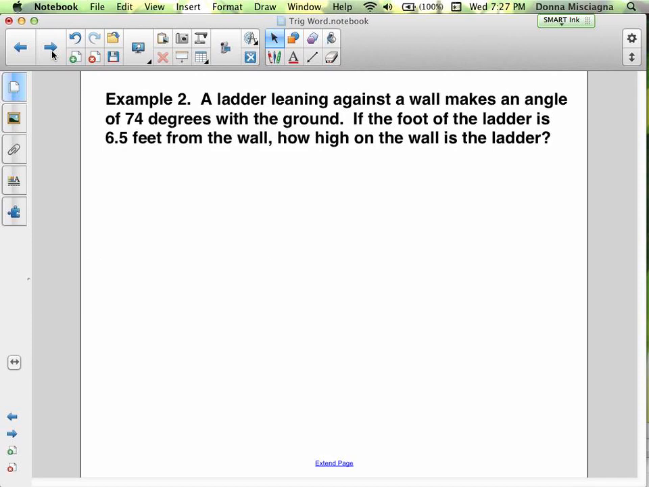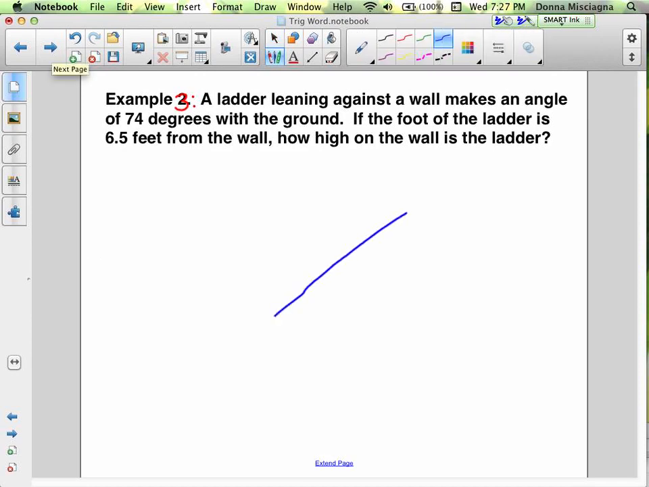Well, that says example 2, but we just did example 2. So that should be example 3. Example 3: a ladder leaning against a wall. So here's our ladder. It's leaning, right? It's not straight up in the air. It makes an angle of 74 degrees with the ground. So this is our ladder. Hey, let's make it look like a ladder. We can have fun with the triangles. There we go. So the ground is, well, on the ground, and it's 74 degrees with the ground.